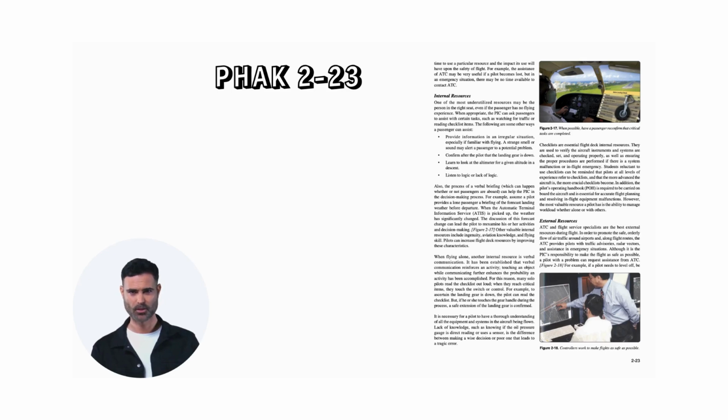time to use a particular resource and the impact its use will have upon the safety of flight. For example, the assistance of ATC may be very useful if a pilot becomes lost, but in an emergency situation, there may be no time available to contact ATC.